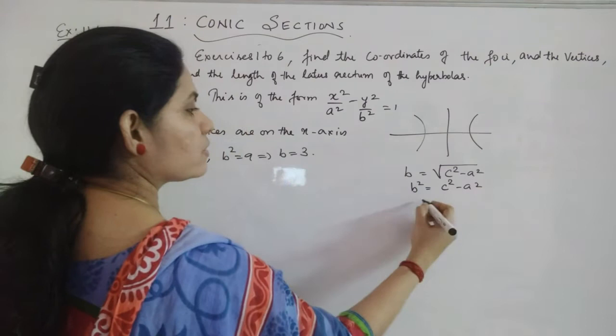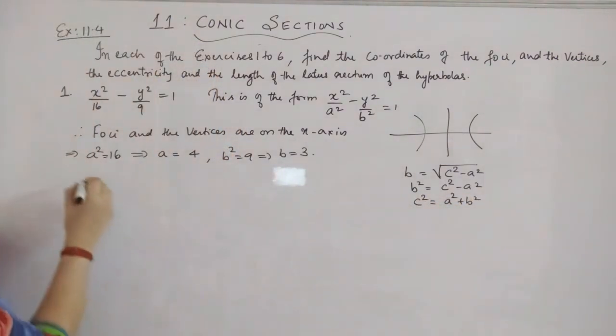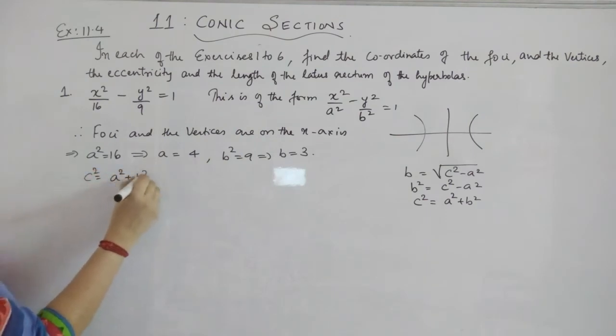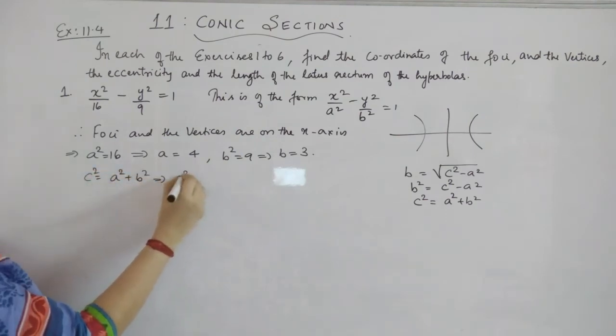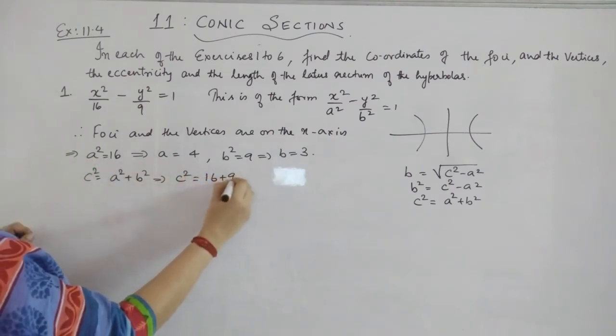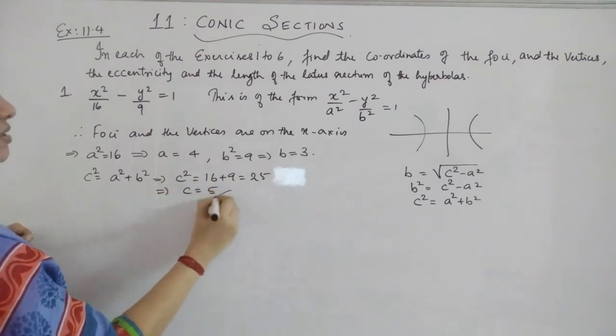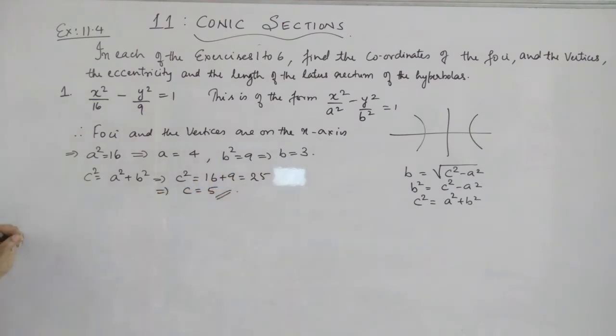That is, you need to find out c square, so you will get it is a square plus b square. So c square is equal to, what is a square? 16 plus 9, which is 25. So c square is 25 means c is equal to 5. Now we will find out the coordinates of the foci.